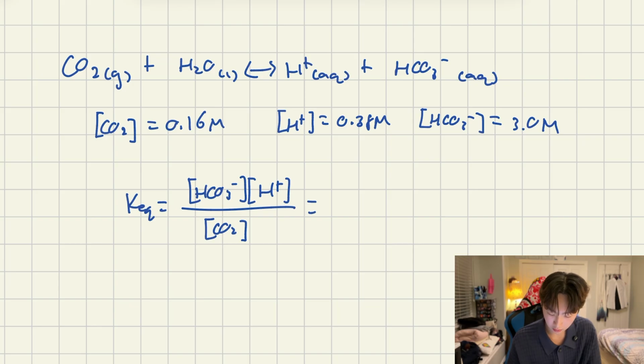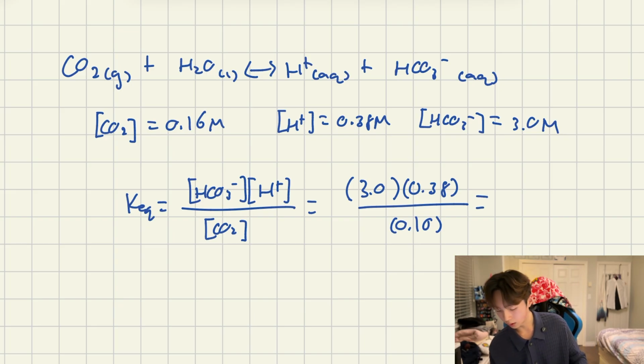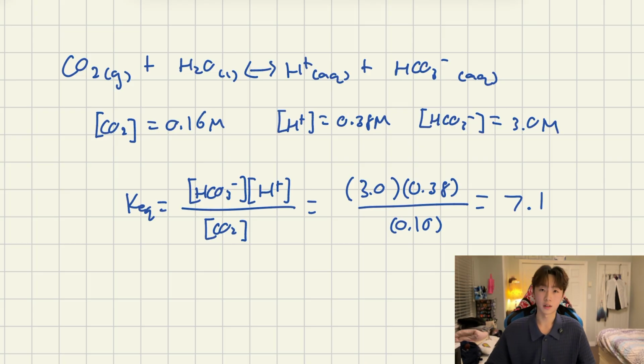Okay, so now we can just plug in our numbers. So it's 3.0 times 0.38 over 0.16. And plugging into a calculator, we should get 7.1. And that's our KEQ.